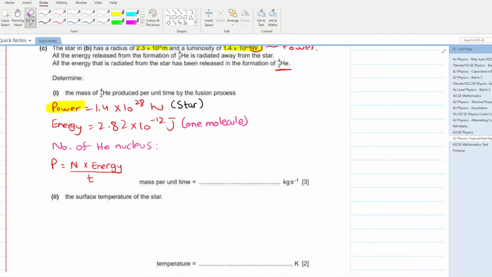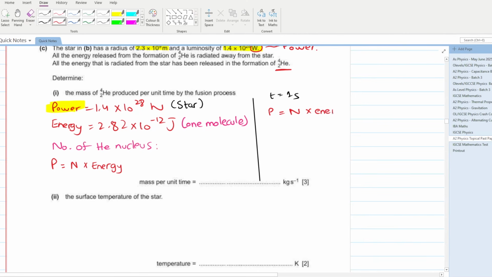Now your time is equal to 1 second, so you can ignore this time. Power is equal to N multiplied by the energy. What is power? 1.4 into 10 raised to the power of 28 divided by energy, that is 2.82 into 10 raised to the power of minus 12.